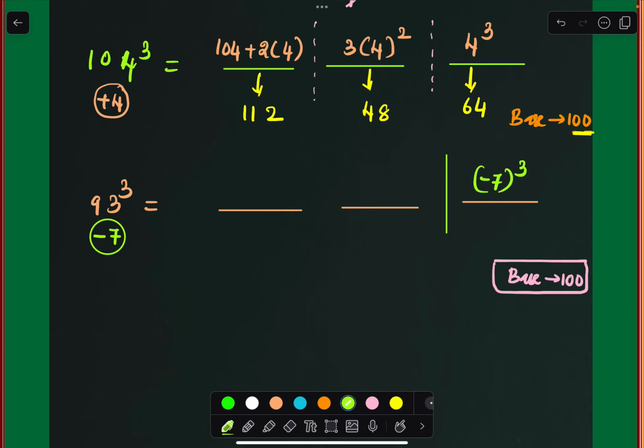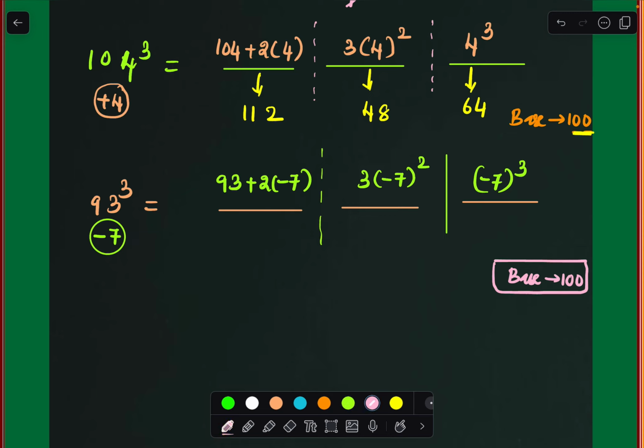Next one, in the middle place: 3 times x square, that is, the deficiency square. So 3 into minus 7 whole square we will write. In the leftmost part, to the number we can add 2 times its deficiency. The deficiency is minus 7 here. Clear?